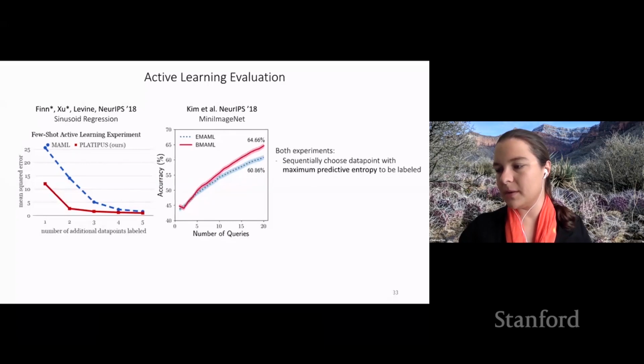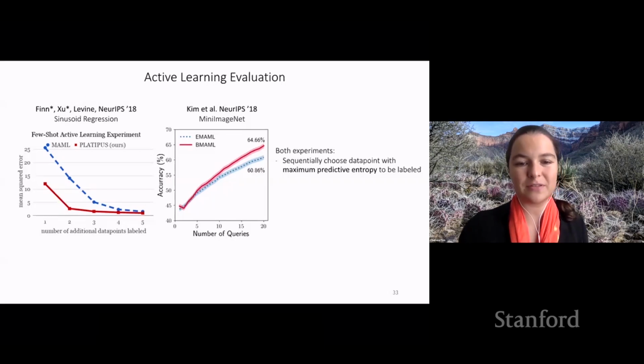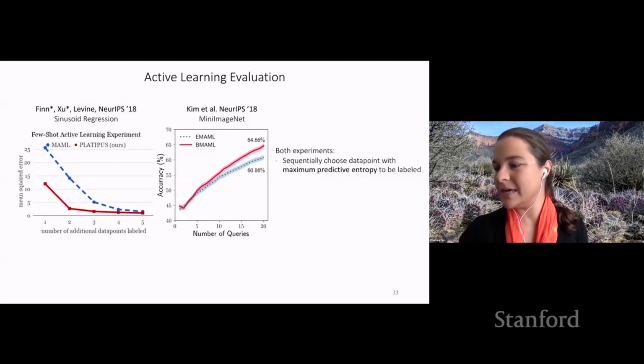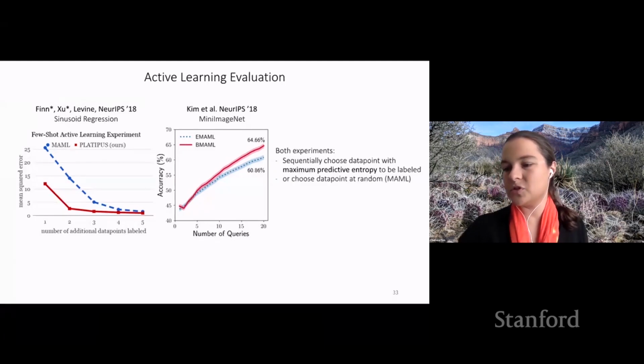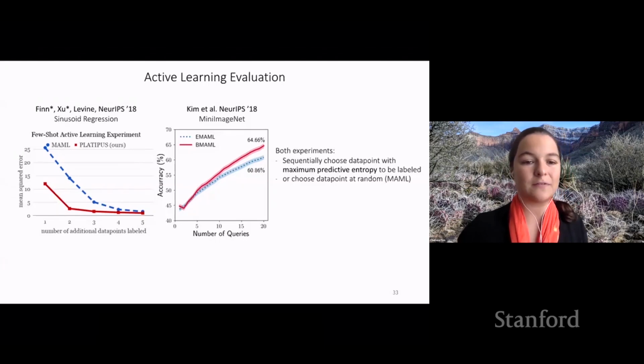So in both of these two experiments, they sequentially choose a data point, and they choose the data point with the highest predictive entropy, basically the highest uncertainty, to be labeled, versus just choosing a random data point. And you see that you can basically get a more accurate classifier faster with fewer labels by leveraging this uncertainty.